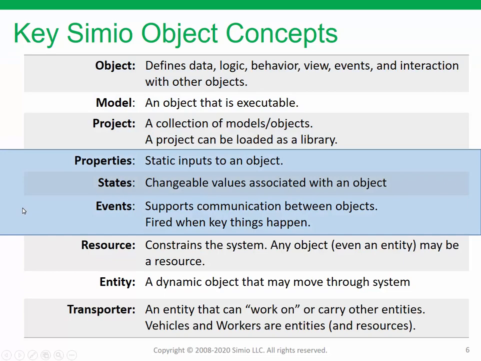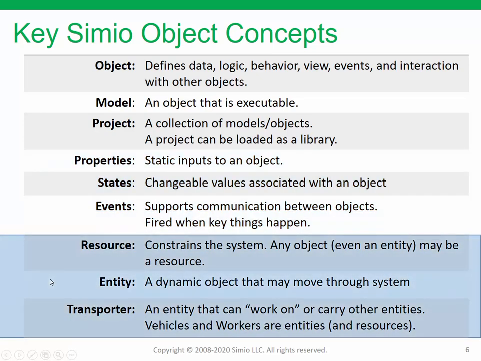Properties, states, and events, critical concepts. Properties and states are both defined characteristics of objects. A property is a static characteristic, so in other words it can't change over the run of the model, whereas a state is a changeable value associated with an object. Events support communication between objects, and an event is fired when key things happen. So when something occurs within the simulation model, the event can be fired, and objects can be listening for the firing of that event and then react accordingly.